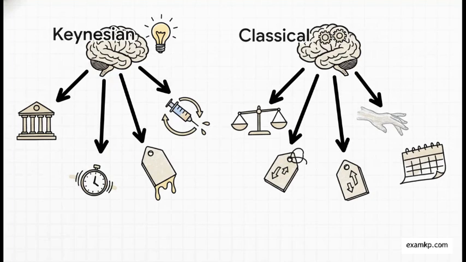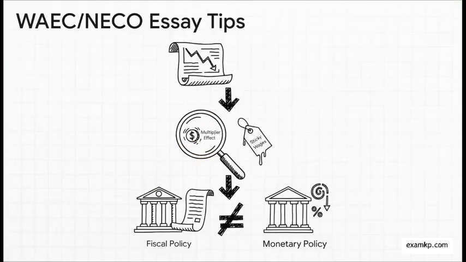Now, for your WAEC and NECO essays, you've got to show a deeper level of understanding. A great tip is always to start by giving the historical context, the Great Depression. That's why this theory even exists. Make sure you can clearly explain sticky wages to show why government help is needed. And for top marks, show the examiner you know the difference between fiscal policy, which is the Keynesian toolkit of spending and taxes, and monetary policy, which is all about interest rates.